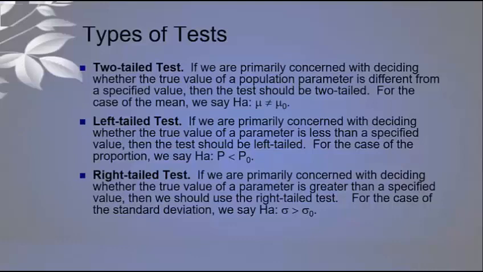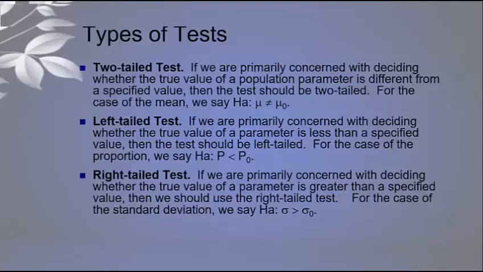Left-tailed tests. If we are primarily concerned with deciding whether the true value of a parameter is less than a specified value, then the test should be left-tailed. For the case of proportion, we say P is less than a certain value of P.